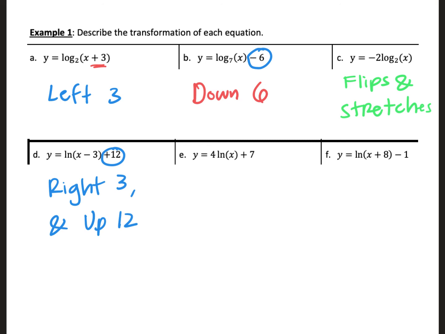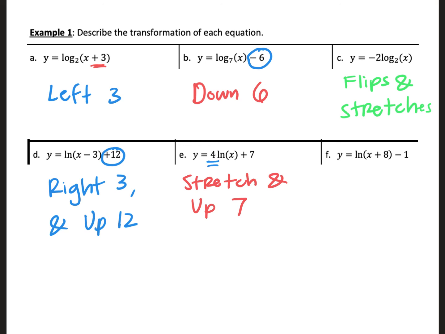For E, we have y equals 4 natural log of x plus 7. That 4, your number out front, that's your A value. It's bigger than 1, so it's going to be a stretch. And then your plus 7 is on the outside of your parentheses. So again, that number is going to move it up or down. Since it's positive, it's going to go up 7.